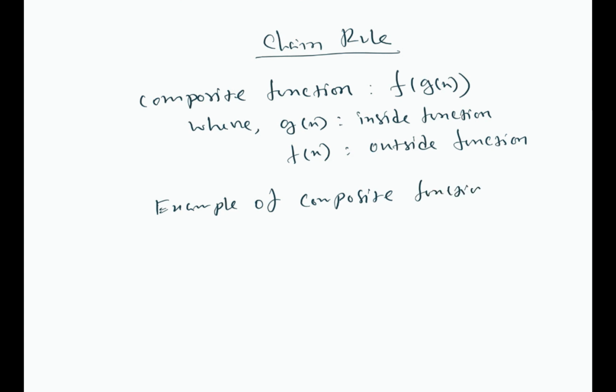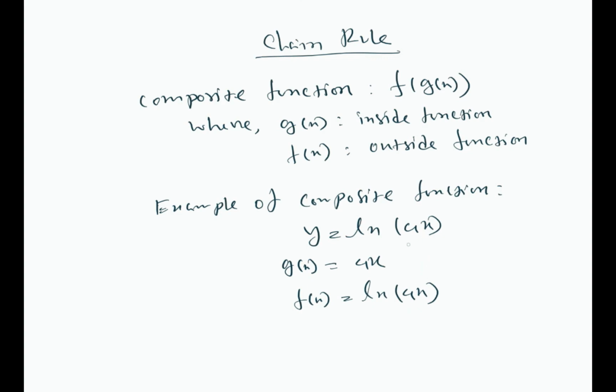Composite function is, let's say we have a function y is equal to ln of 4x. Here our inside function, which is g of x, is equal to 4x, and our outside function, which is f of x, is actually ln of 4x. But when we are differentiating this outside function, we need to leave this inside function, which is 4x, as it is. So how can we differentiate this kind of function? Let me show you this.